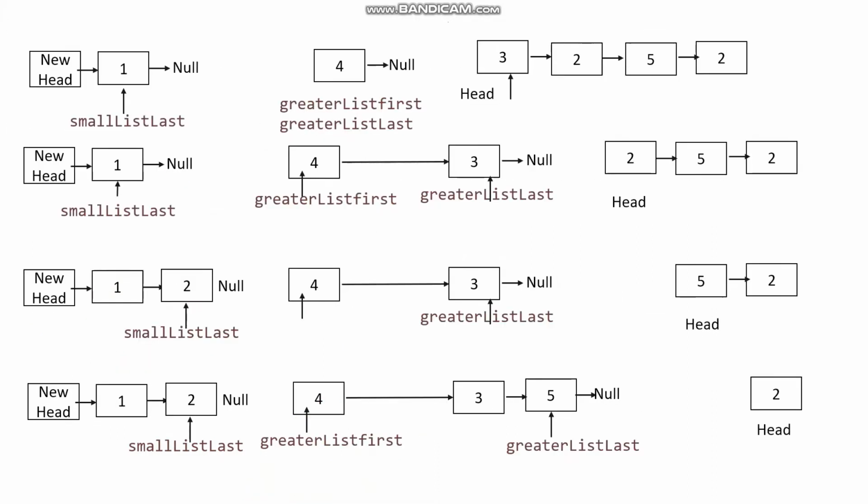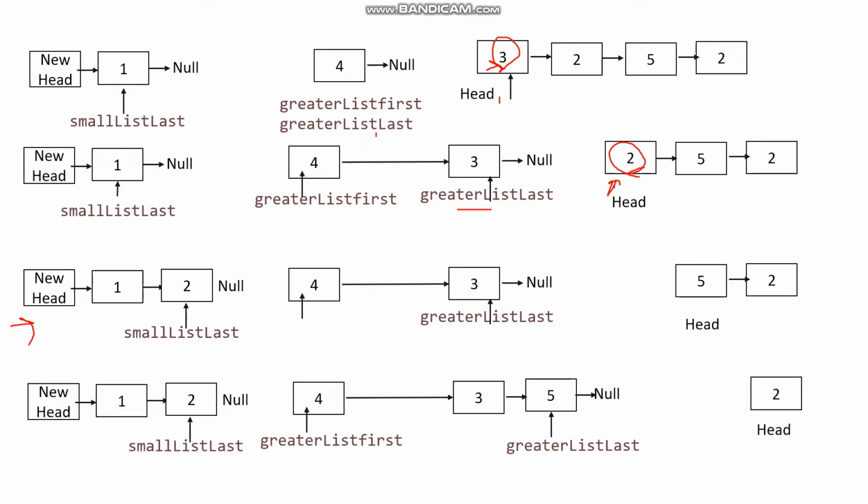So let's move head here. As we can see, our head is here. We will compare 3 with the k value, that is 3. So it's equal to the k value, so it's going to be in our right list, that is the greater list. So we will move our greater list last here. It has come here, and we will move our head to the next node.